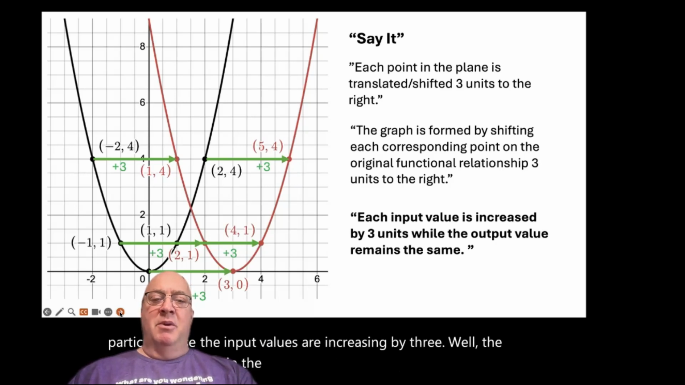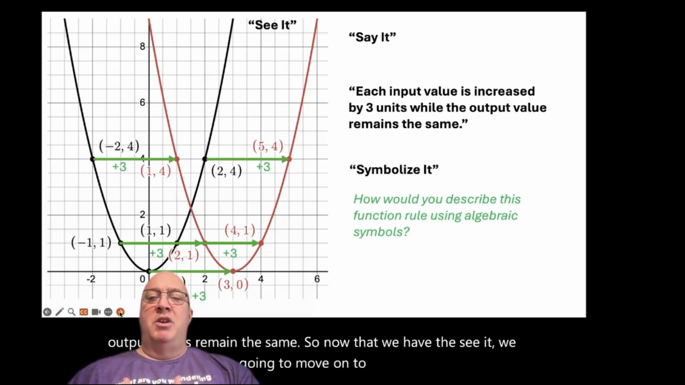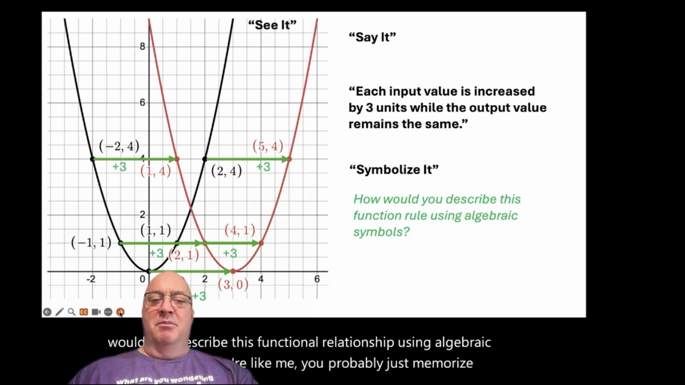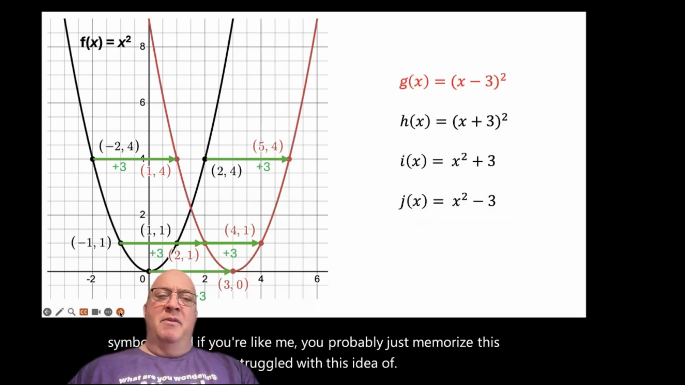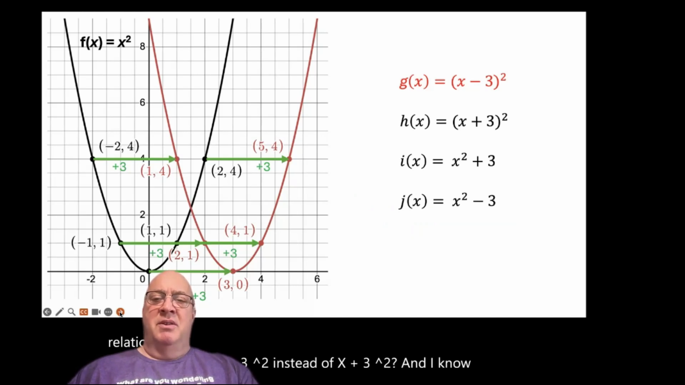So now that we have the See It, we have the Say It, we're going to move on to the Symbolize It. So how would you describe this functional relationship using algebraic symbols? And if you're like me, you probably just memorized this idea, but I've always struggled with this idea of why, if I'm moving it 3 units to the right, is the functional relationship x minus 3 squared instead of x plus 3 squared? And I know that's a question students ask.